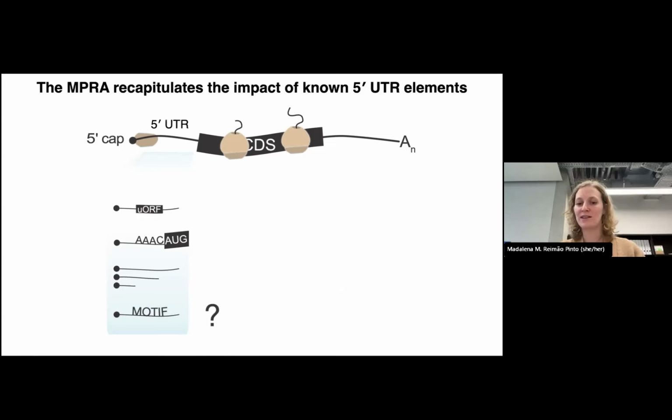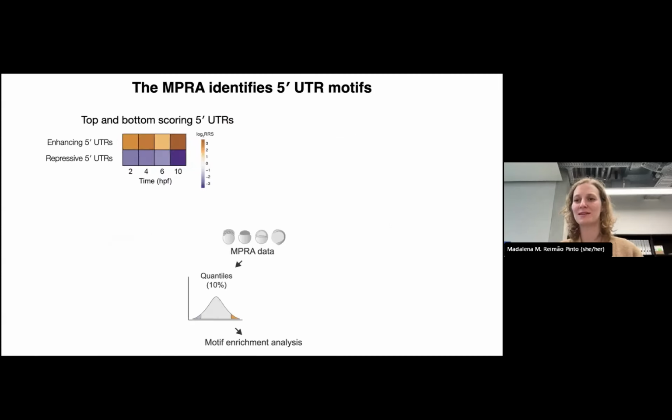But what about other elements, such as motifs? And this was really the motivation behind this assay for me. So we took a simple approach at first. We looked at the quantile data, so the 5' UTRs that are most enhancing or most repressive across development, as you can see on this heat map.